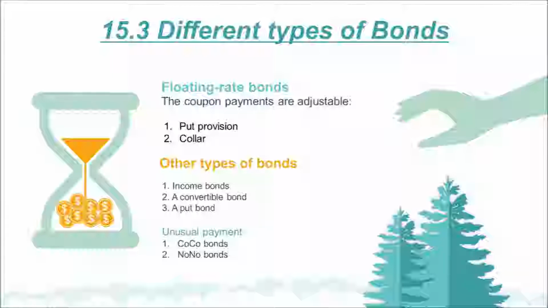Income bonds are similar to conventional bonds except that the coupon payments are dependent on company income. The convertible bond can be swapped for a fixed number of shares of stock anytime before maturity at the holder's option. And we have a put bond, which allows the holder to force the issuer to buy the bond back at a stated price. And finally, we have some unusual bonds. They are CoCo bonds and NoNo bonds. Two of the more recent exotic bonds are CoCo bonds, which have a coupon payment, and NoNo bonds, which are zero coupon bonds.